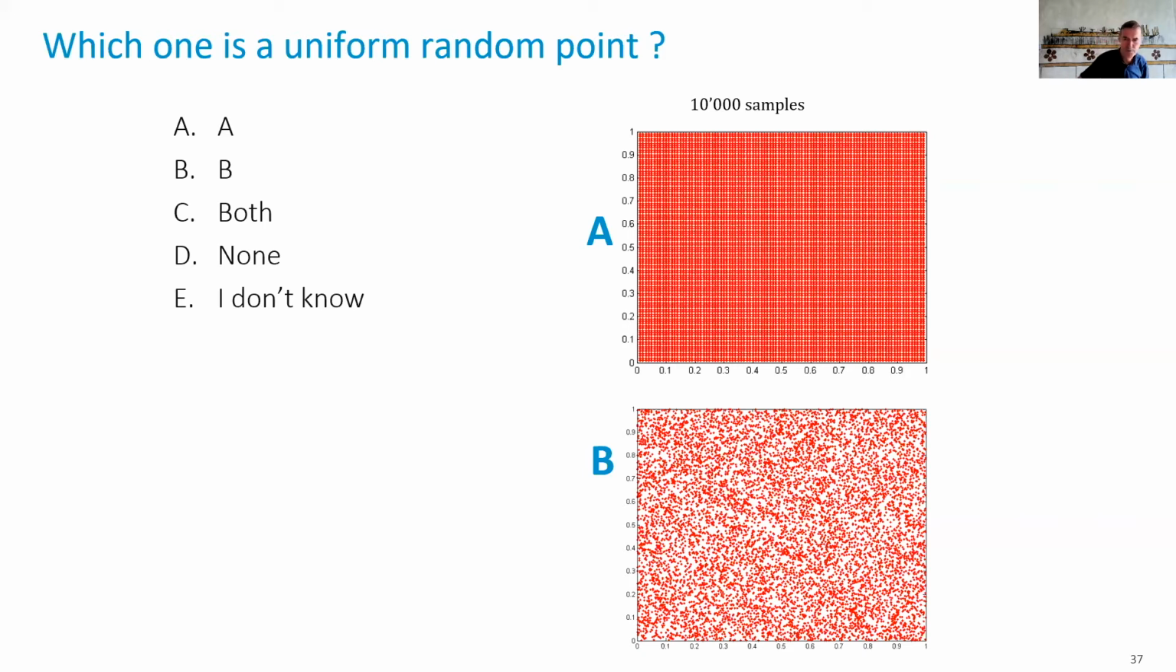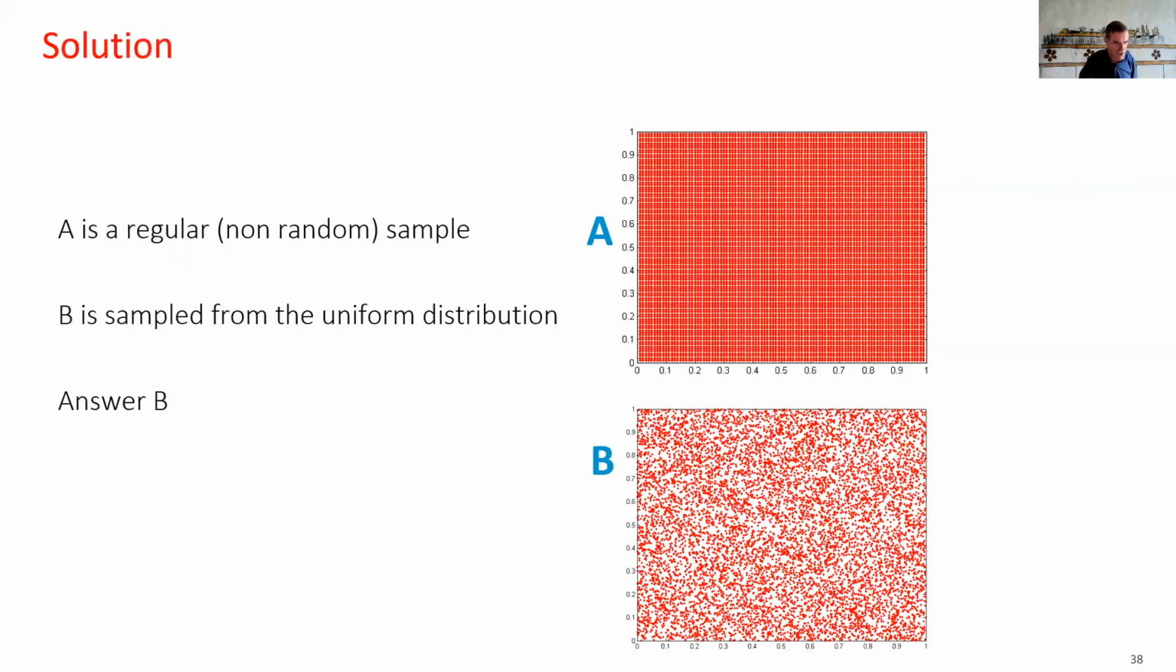I close the poll. The majority says B, which is the correct answer. In fact, A is suspicious. A is regular. So what I did in A, I drew regular lines here with equal spacing. So it's non-random. The points are very deterministic. And B was truly a sample from the uniform distribution. So the answer is B.